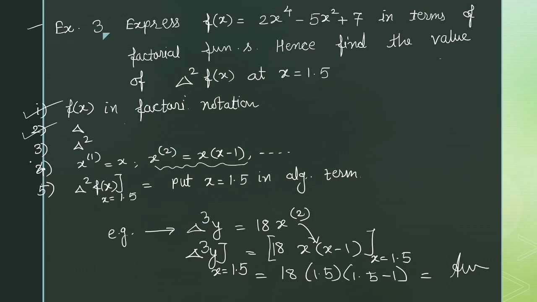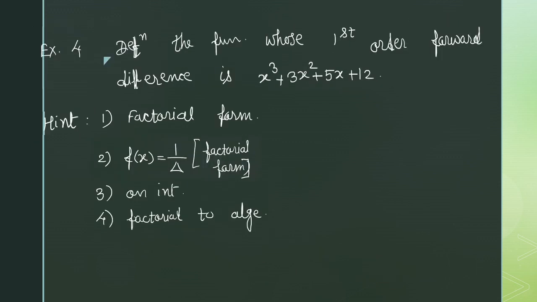We apply these steps. First, we write it in factorial notation. Then find the del value, that means first differentiation, then second differentiation, and after this we substitute these values. x raised to the power 1 factorial is x, x raised to the power 2 factorial is x into x minus 1, and so on. Then we substitute x equal to 1.5 in the algebraic form and find the required result. For example, here del cube y equals 18 x raised to the power 2 factorial. In this way we substitute the value of x raised to the power 2 factorial and then substitute x equal to 1.5 and find the required result.